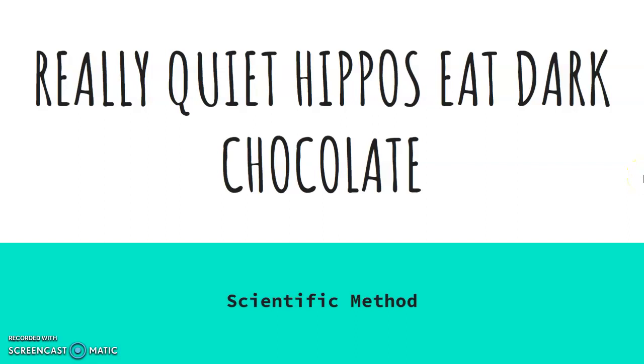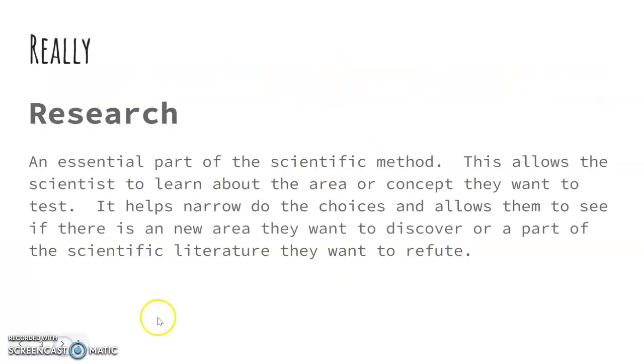So the mnemonic that we're going to use is really quiet hippos eat dark chocolate. So really quiet hippos eat dark chocolate. And the first letter of each of these words is going to be associated with a step of the scientific method. So R, Q, H, E, D, and C. So I'm going to take you through and tell you what each of those letters represent, which part of the scientific method, and then we'll talk about variables and how to find those as well.